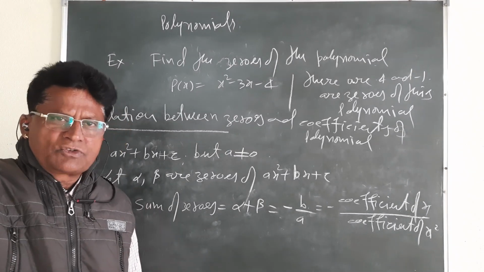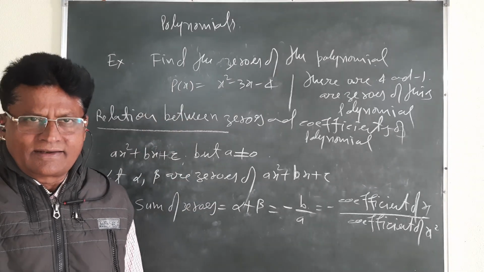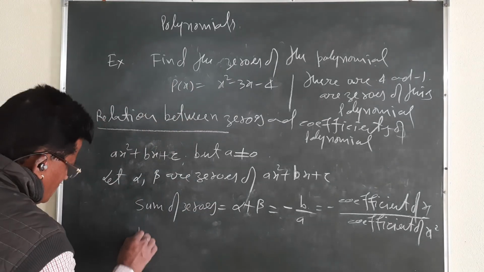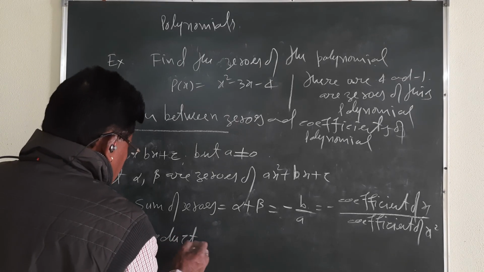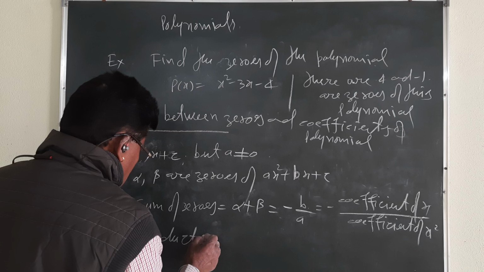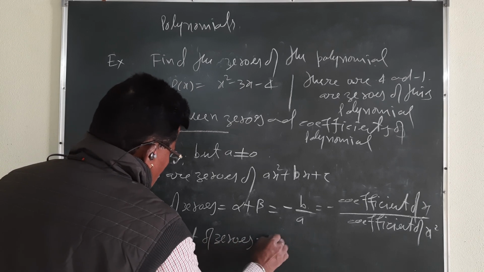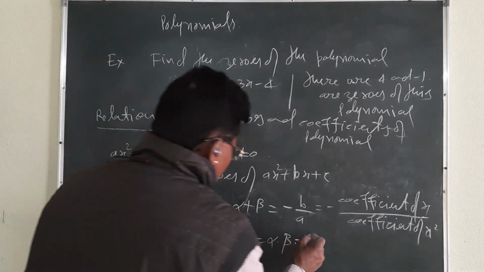I will take the related question. I will use the example which is given here. Similar kind of example I will use. Okay, product of zeros. Very important thing I am telling you. A question may definitely be asked in the examination on the product of zeros. What may be the product of zeros? Alpha into beta, that is c upon a.